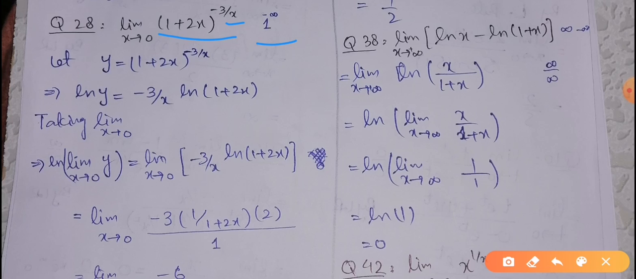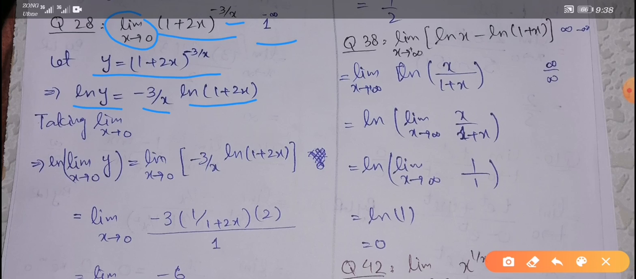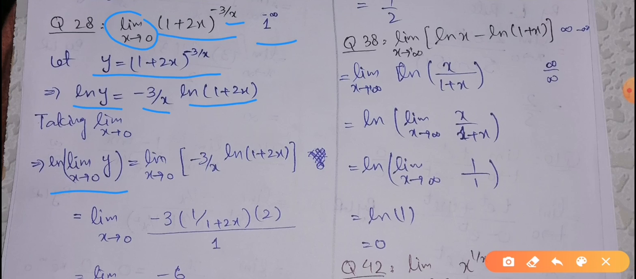So we will take ln on both sides. Let's suppose y is equal to (1 + 2x) raised to the power of -3/x. Taking ln on both sides, ln y is equal to, we can shift the exponent into the coefficient, so -3/x times ln(1 + 2x). Now applying the limit x approaches 0, we get the limit of ln y is equal to the limit as x approaches 0 of -3/x times ln(1 + 2x).